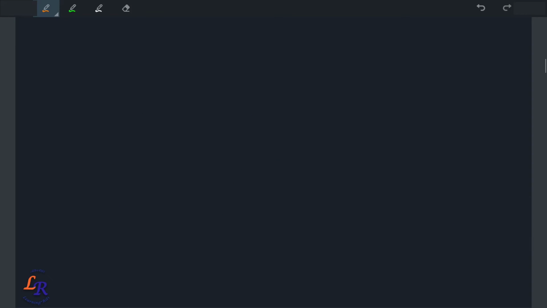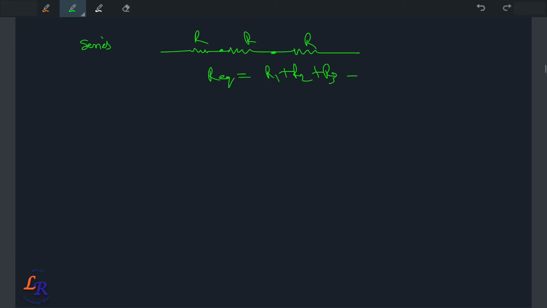Now we had seen combination of resistors, where we had discussed series connection and parallel connection. In series, you have the resistors connected like this, right? We have only one end connected, and in this case the resultant was given as R equivalent is equal to R1 + R2 + R3, and so on till n resistors.